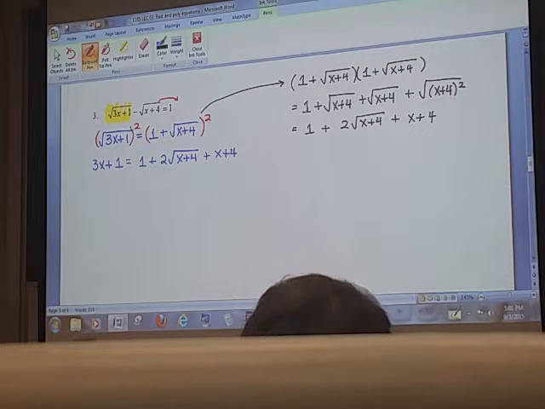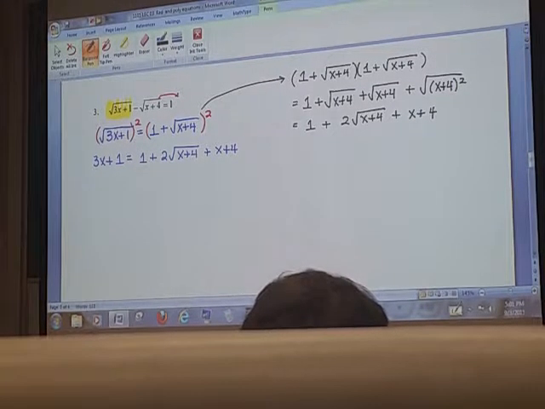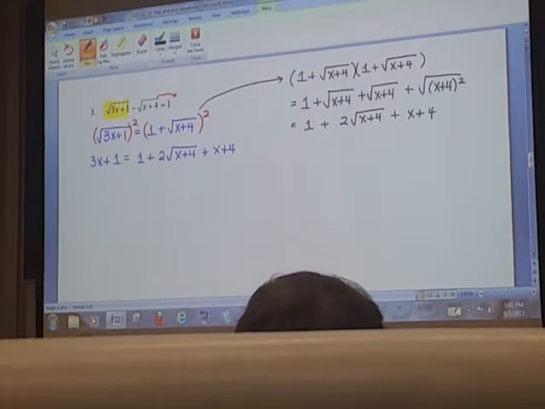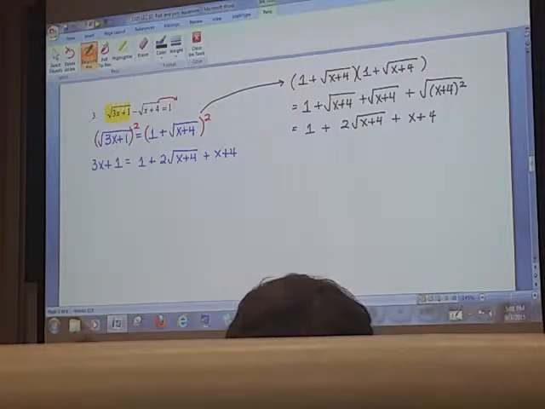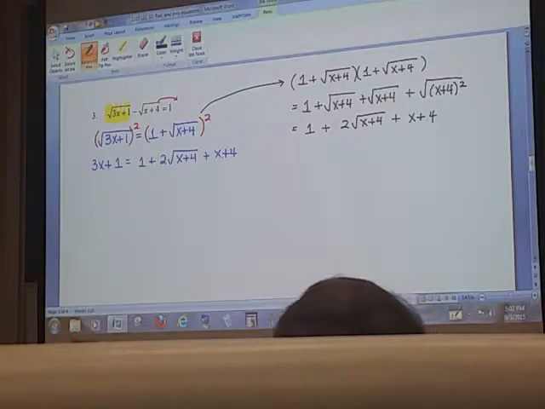Square the first one. Use the 2. 1 squared is 1. 2 times 1 times the square root of... and 1 is 2 times the square root, so 2 square root. When you square it, the square root disappears, just x plus 4. Why don't you do that for the other side too?